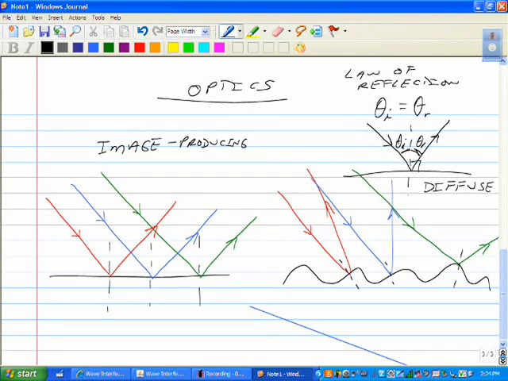Question. So with the camera example, like it directs your eye, is that what you need, like glasses? We'll get to glasses when we do lenses. All right, we'll see you.